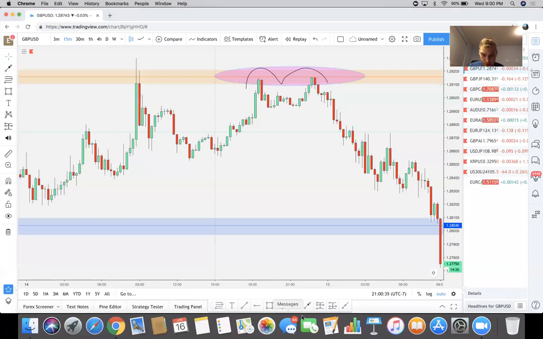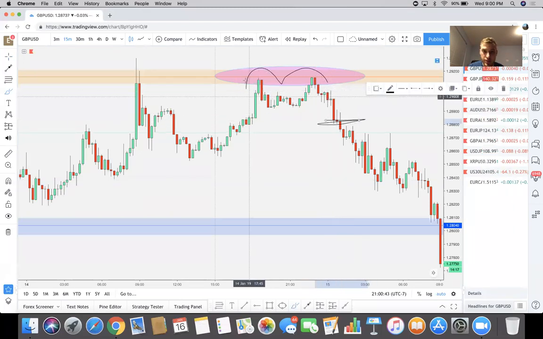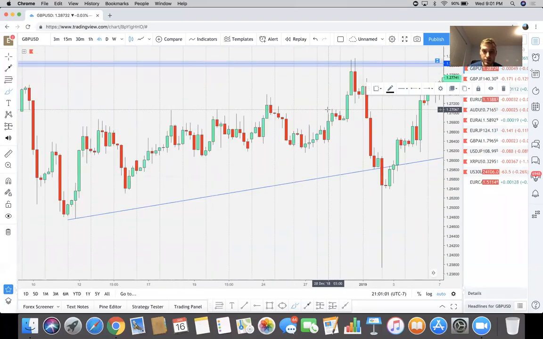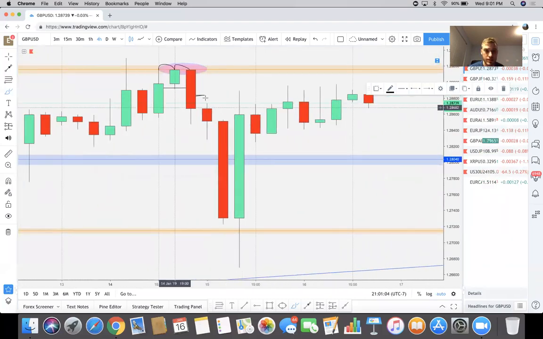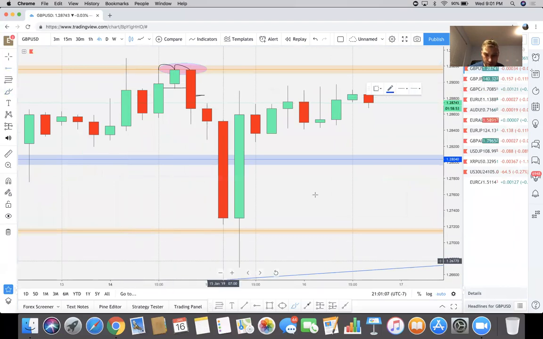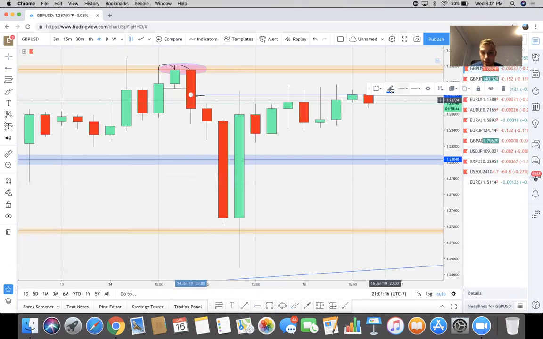So my entry would be right there. So once I see this double top form right there, I see these bullish candles, and I see this one break that support right there. This would be my entry right there. So we can go to the 4-hour, and this is how you get these wick entries. So it looks like my entry is right there that we marked up on the 15-minute chart.